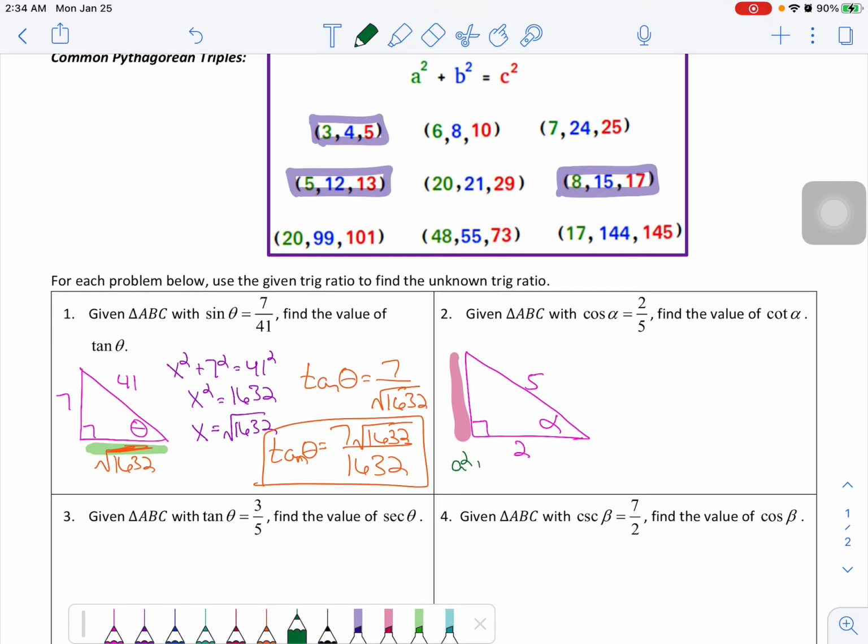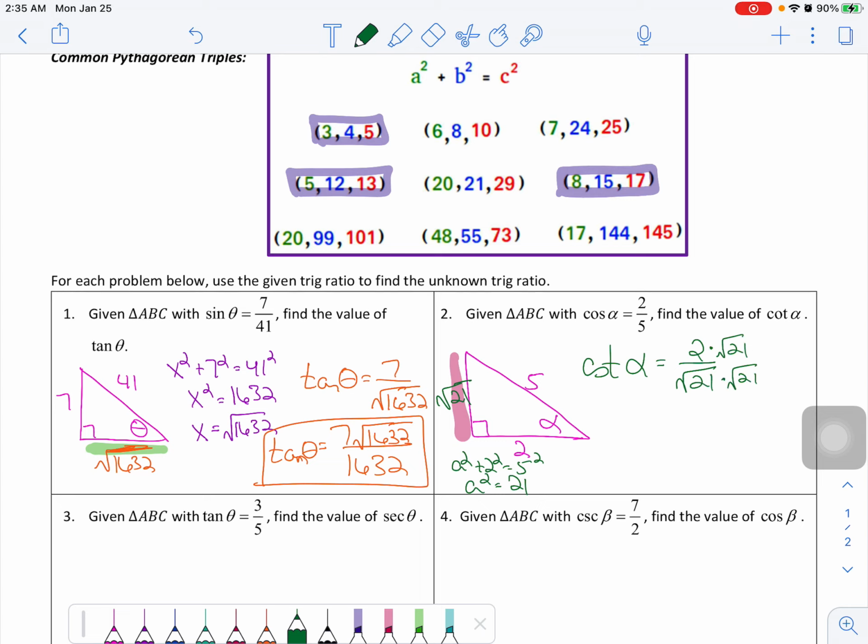But what I can do is, let's say, a squared plus 2 squared is equal to 5 squared. So a squared is equal to 5 squared minus 2 squared, which is 21. So that turns into the square root of 21 there. All right, and there's nothing we can do to simplify that, so that's okay. So let's see. Cotangent of alpha would be the reciprocal of tangent. So tangent is opposite over adjacent, so cotangent would be adjacent over opposite. So cotangent of alpha would be 2 over root 21.